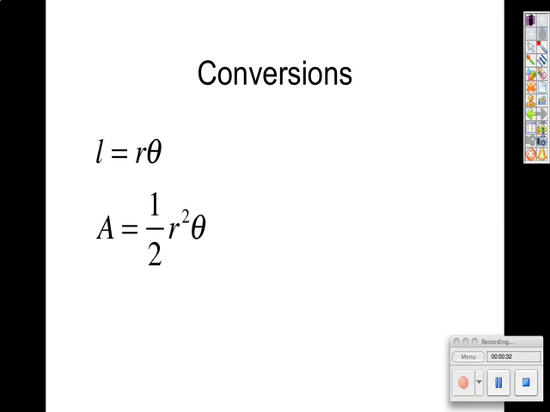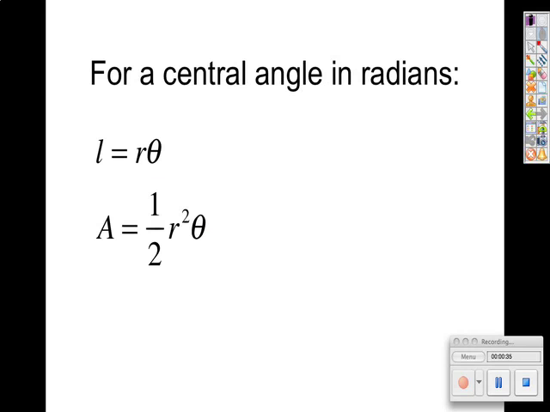If we have a circle and we know a central angle in radians, we can use the two formulas shown here. L stands for arc length, A stands for sector area.